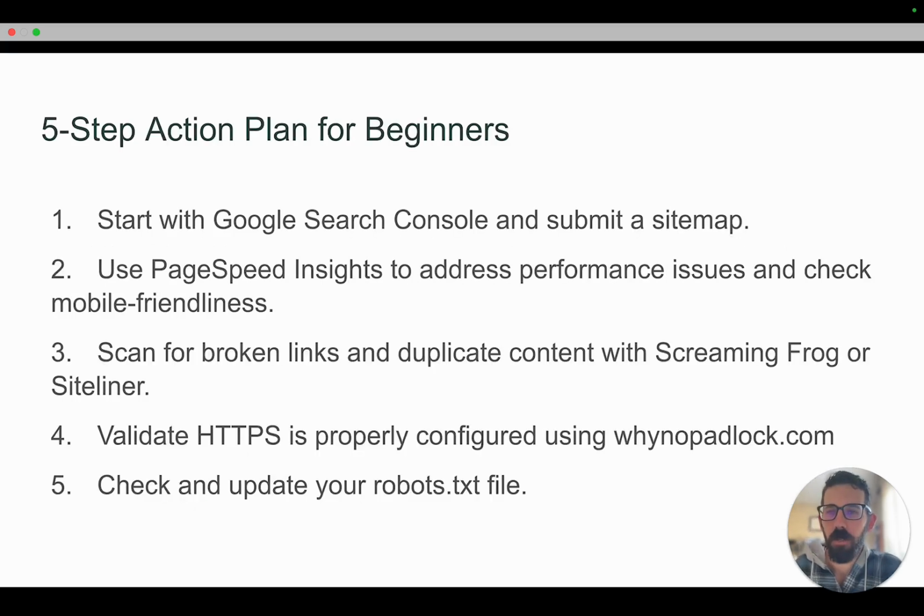All right, we're going to wrap up here. If I had to distill this down into a 5-step action plan for beginners, start with Google Search Console, make sure you have it set up, and submit a sitemap. Number 2, use PageSpeed Insights to address performance issues and check mobile friendliness. Number 3, scan for broken links and duplicate content with Screaming Frog or Siteliner. I would start with Siteliner. Number 4, validate that your HTTPS is properly configured using whynopadlock.com. And number 5, check and update your Robots.txt file. If you do these things, you're going to be in pretty good shape from a technical SEO perspective.